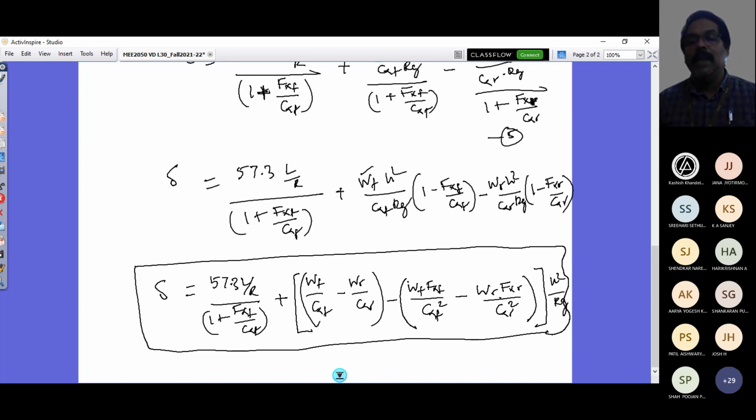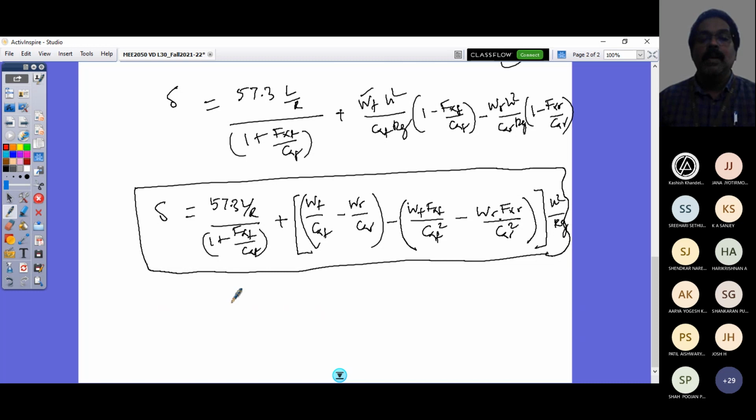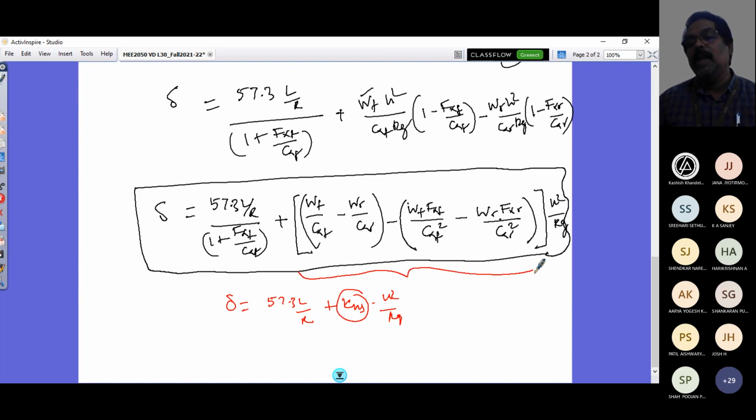Compare this equation with our steady state governing equation. What is our steady state governing equation? Comparing this with this equation, delta equals 57.3 L by R plus KUS into U squared by RG. So this is KUS, and the KUS value is given by that. So I have here a term. There are three terms on this side. Earlier I didn't consider it, now I have to consider this also because this has some implication.